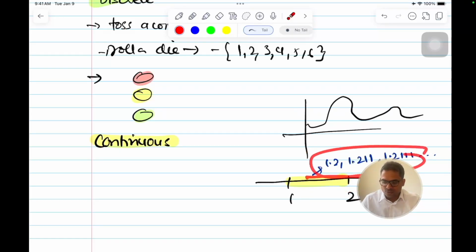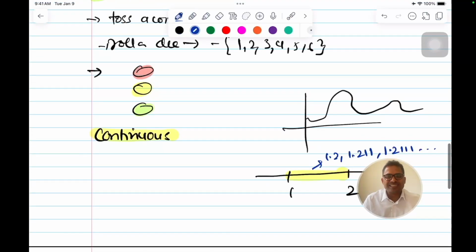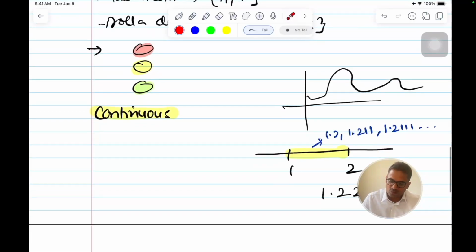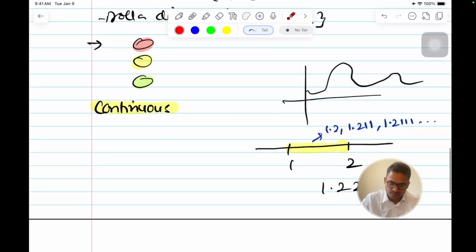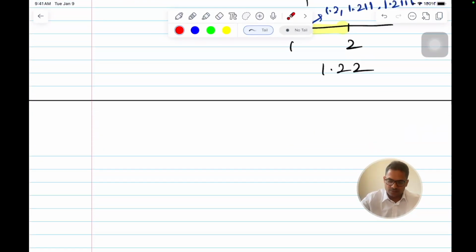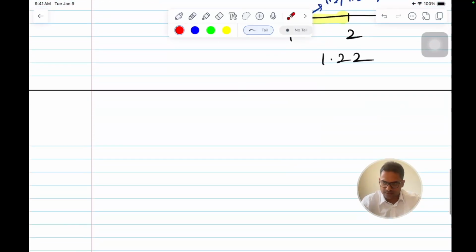But just understand one more thing here. If you fix the places of decimal to which we are counting, say I count only till 2 places of decimal, then this becomes countable because we know how many numbers there are. So then this becomes discrete. If you fix the number of places after the decimal in the range, it's discrete. Otherwise it's continuous, taking any value within a given range.